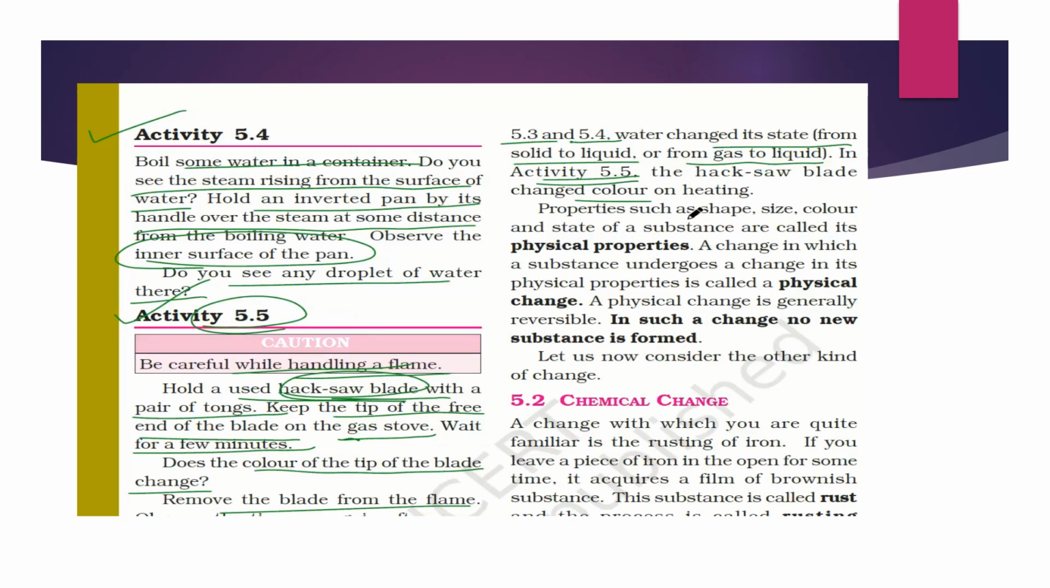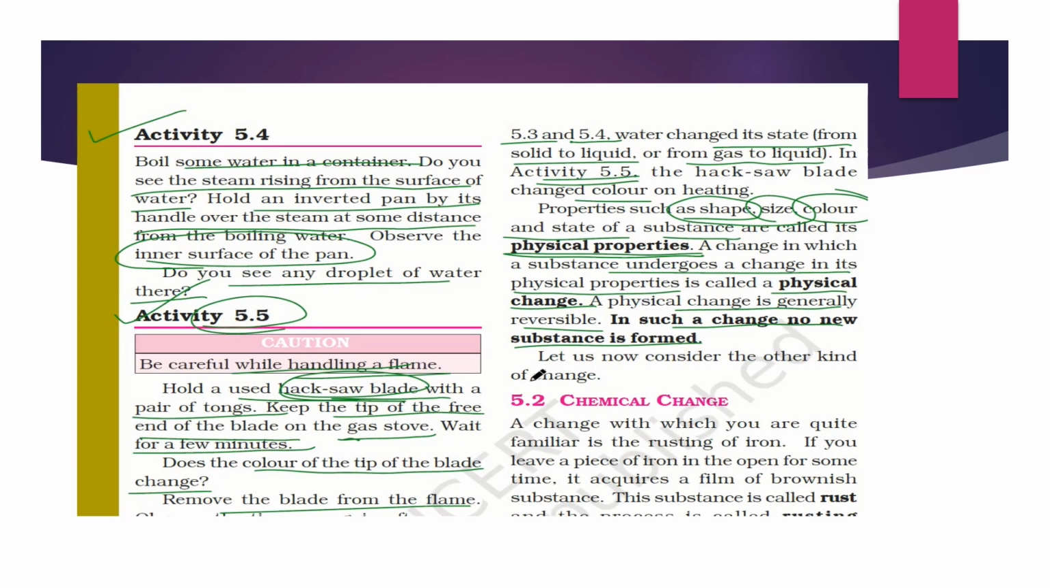Properties such as shape, color, size and state of a substance are called physical properties of a substance. A change in which a substance undergoes a change in its physical properties is called a physical change. A physical change is generally reversible, and in such a change no new substance is formed. So it is to be remembered properly that when there is a change in physical properties, this is a physical change, and in this no new substance is formed.